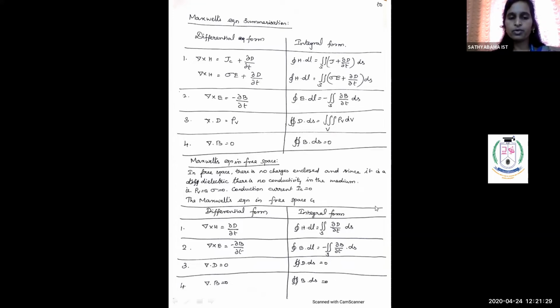Now we are going for our fourth equation, Maxwell's equation 4. In Maxwell's equation 4, we have del dot B is equal to 0 under differential form, and surface integral B dot ds is equal to 0 in integral form. This remains the same since there is no charge term or sigma term or IC term. So these are the Maxwell's equations we have learned.